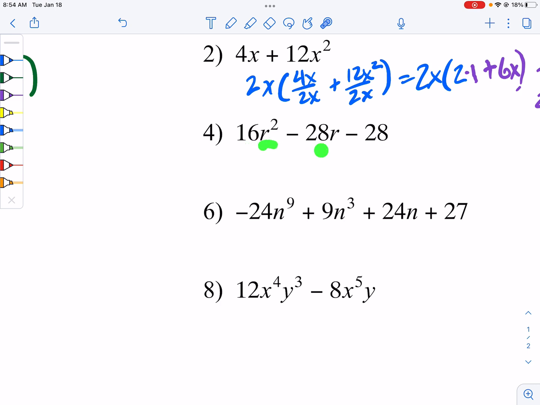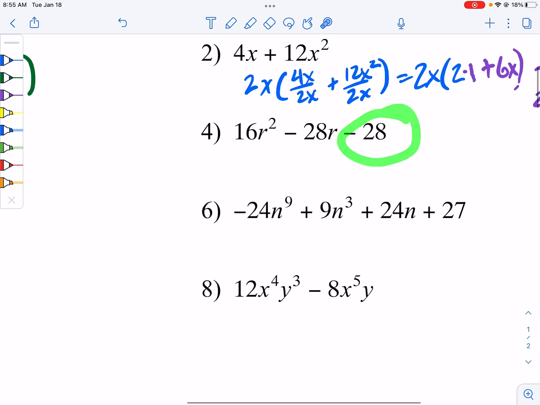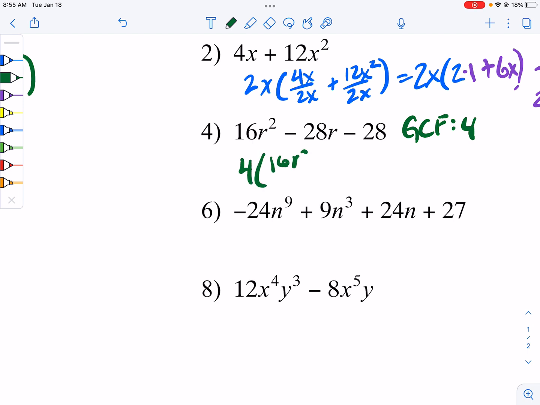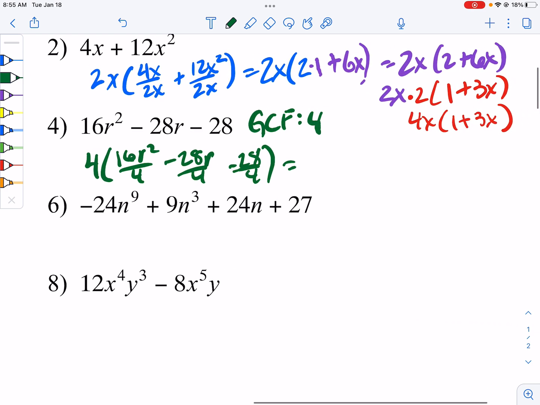Now if I look between r squared, r, and no r, there is no r in this one, so there cannot be a common factor of r. So our greatest common factor here is just the 4. So when we take out the 4, we're going to do 16r squared divided by 4, negative 28r divided by 4, and negative 28 divided by 4. So then we can carry out each of these individual divisions.